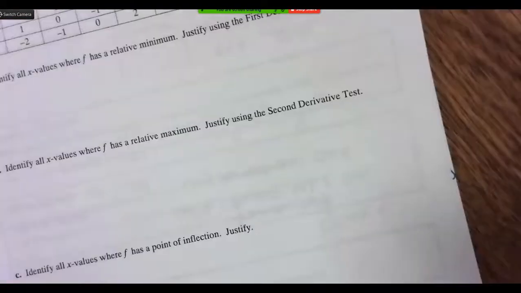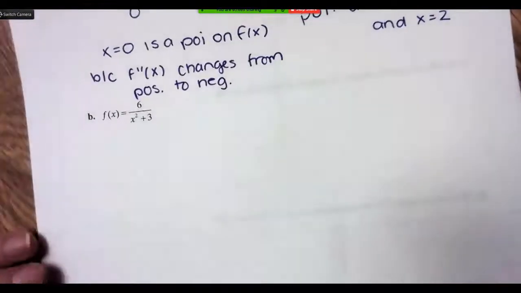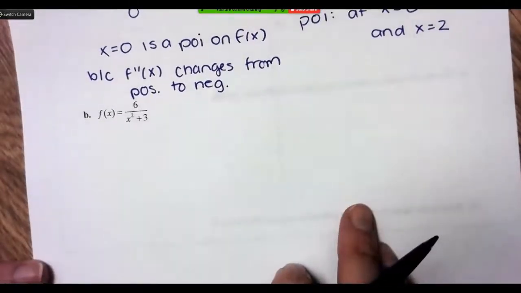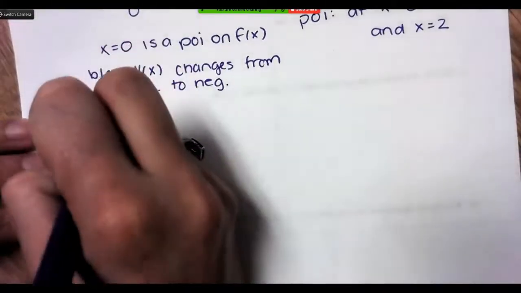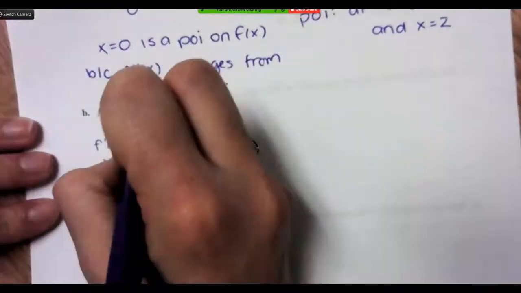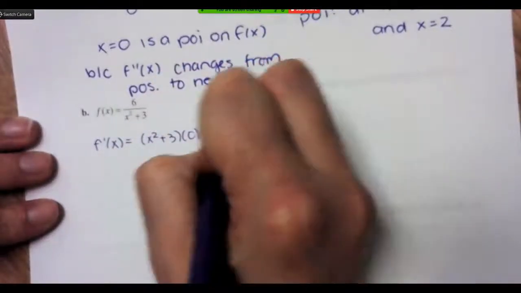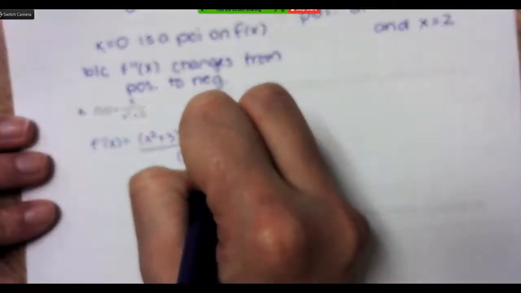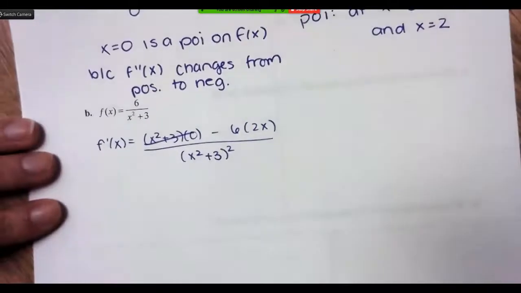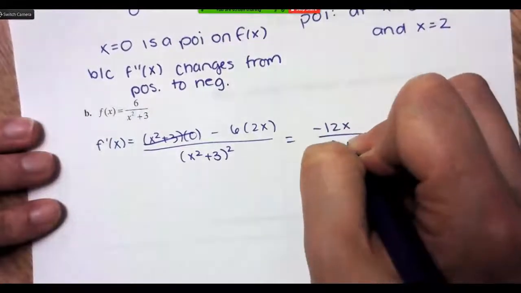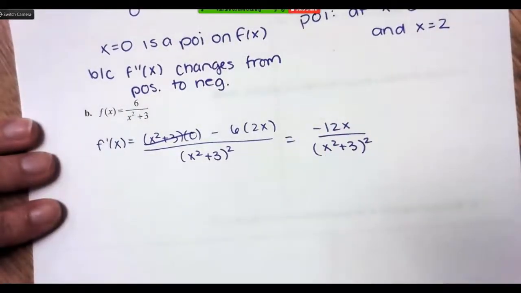But if you want to see example B, because this has a fraction, I'm going to quickly do that for you, because I keep seeing us having issues with quotient rules. So it's ho d high minus high d ho all over ho ho. The beginning part cancels out. So you get negative 12x over x squared plus 3 squared. If you don't like the quotient rule, you could bring that squared up as a negative 2.